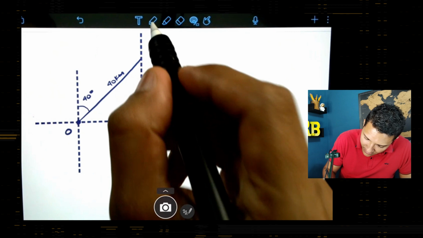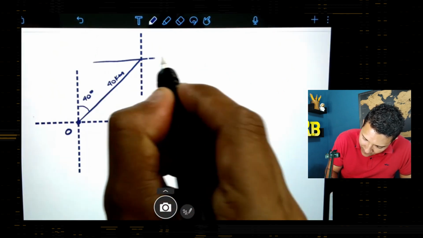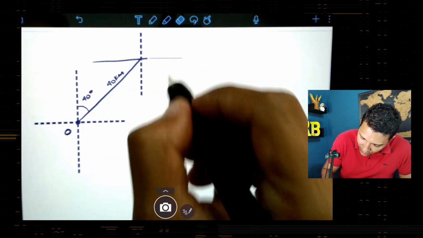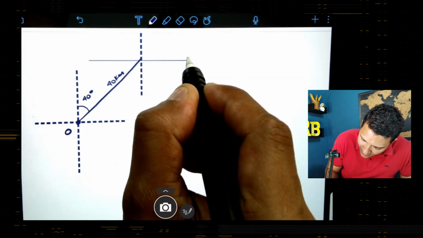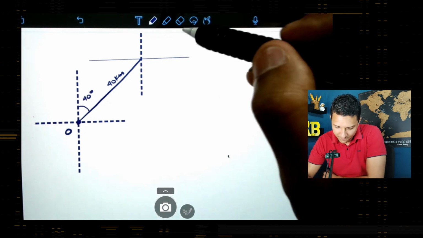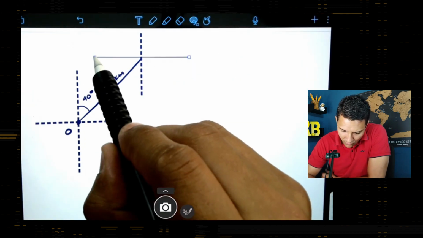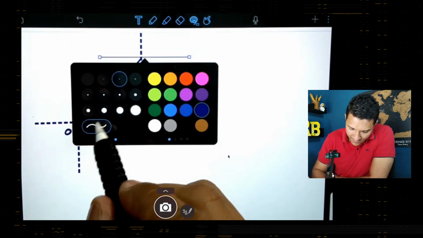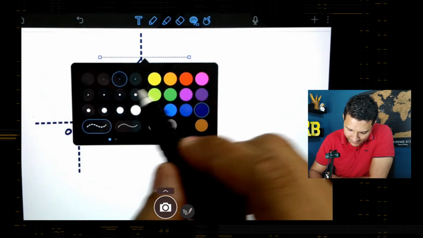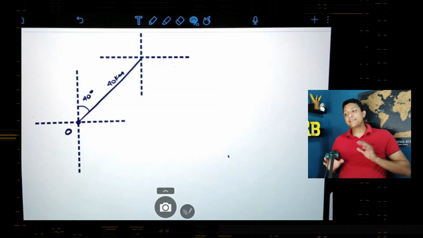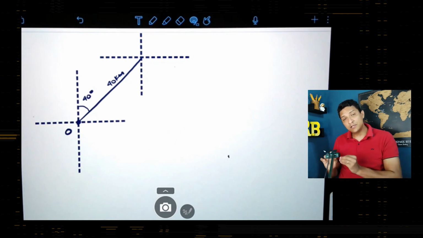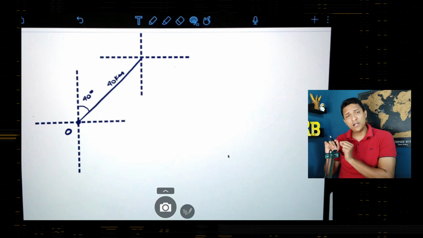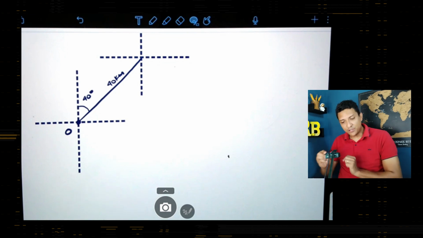Okay, let me make the horizontal line here. So this is the second position of the ship. Let me try to make it more horizontal. Here we have it. Perfect. So notice that that is the second place where the ship is now. Okay, what are we going to do? Basically, we are going to draw again the direction the ship is going to travel.